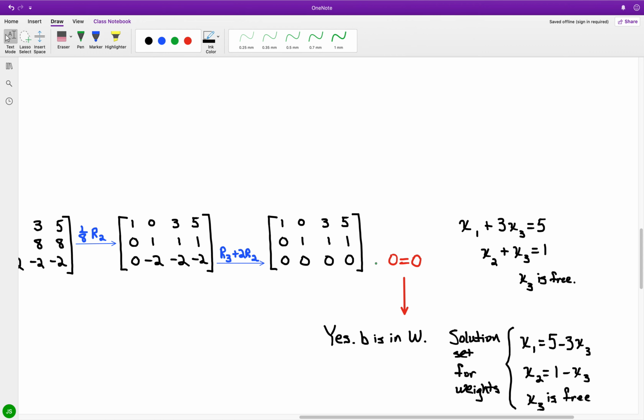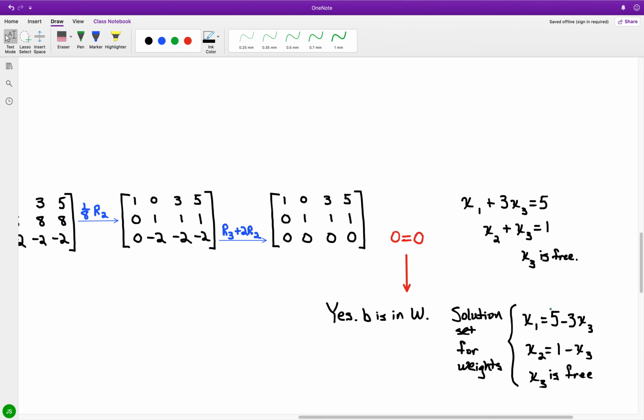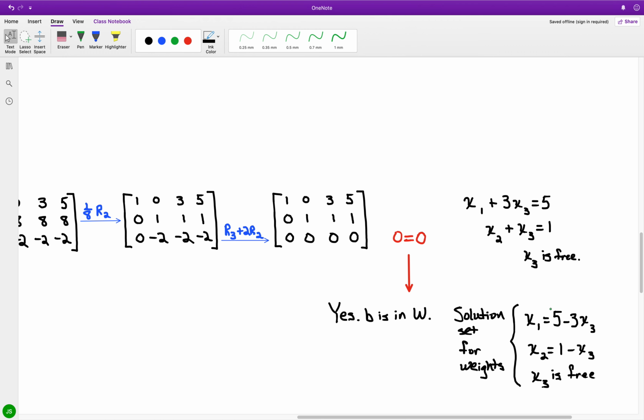And regarding the weights, we have x of 1 plus 3 x of 3 is equal to 5, x of 2 plus x of 3 is equal to 1. And since there was no leading nonzero element in reference to x of 3, x of 3 is free. And thus we have the solution set for the weights: x of 1 is equal to 5 minus 3 x of 3, x of 2 is equal to 1 minus x of 3, and x of 3 is free.